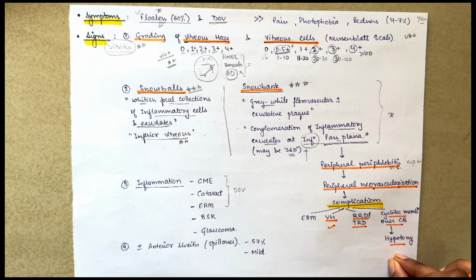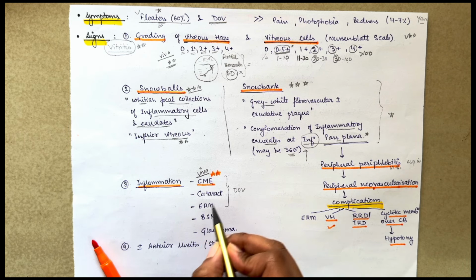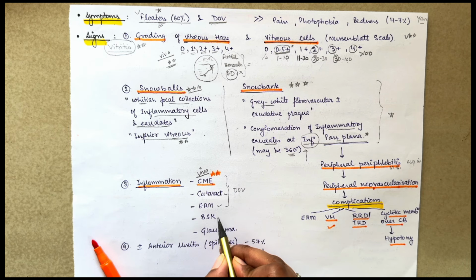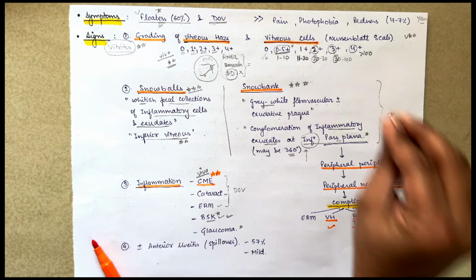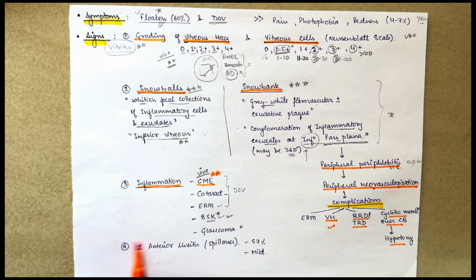Please mark it, guys. Other complications are cataract, retinal membrane, band-shaped keratopathy, generally seen in pediatric cases, and glaucoma. Right? Now, all this inflammation sometimes spills over to the anterior part, and that is called anterior uveitis or spillover anterior uveitis. It is seen in 57% of cases, and the reaction is very mild. So whenever you have a case of anterior uveitis, it is always, always, always important to dilate the patient and look for intermediate uveitis or other causes of uveitis.